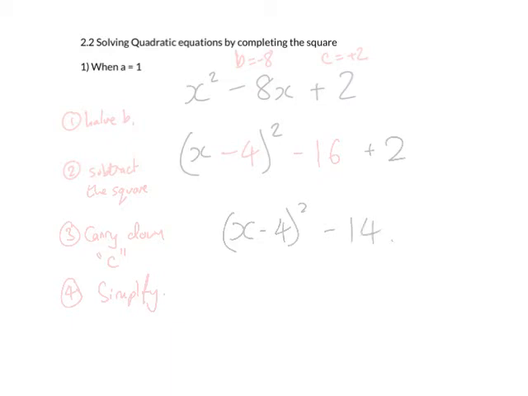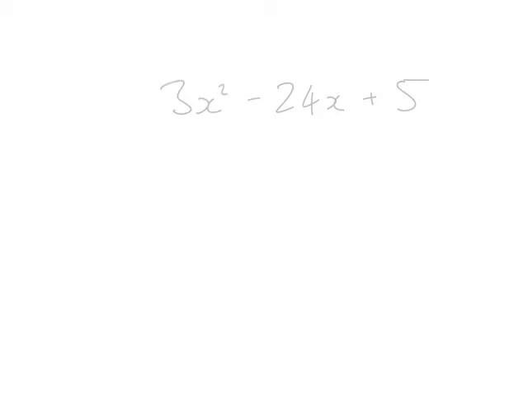Okay, we'll see how we use this in a minute, but next we're going to go on to have a look when a does not equal 1. So here we are, a case where a is equal to 3, so it's not equal to 1, and we have negative 24 and 5, so some horrible numbers. The first thing is we really need to notice that the 3 is there. We need to acknowledge it's there because there's a slight different beginning.